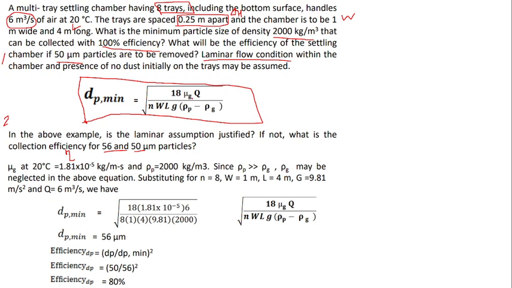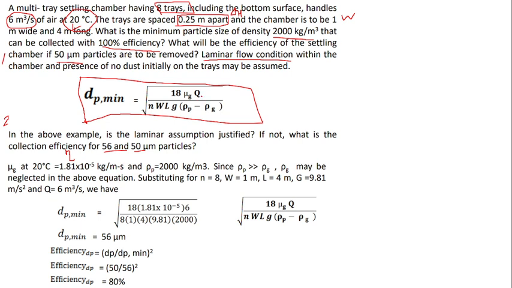what are the parameters required? So dp minimum is equal to square root of 18 mu g into Q. Mu g is the viscosity, right? The viscosity is not given here, but the temperature is given. At 20 degrees Celsius, they have mentioned. So mu g at 20 degrees Celsius is 1.81 into 10 power minus 5 kg per meter second.